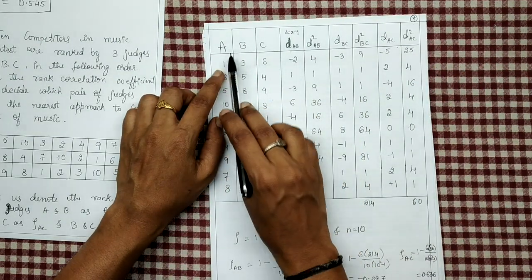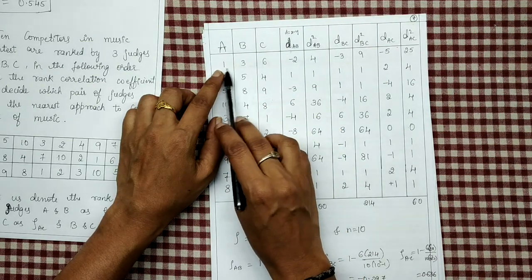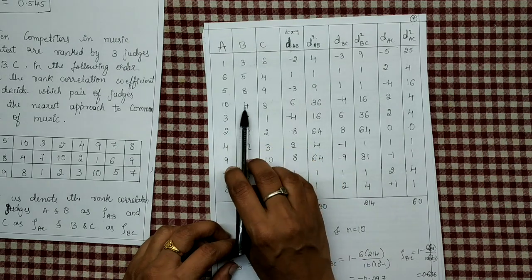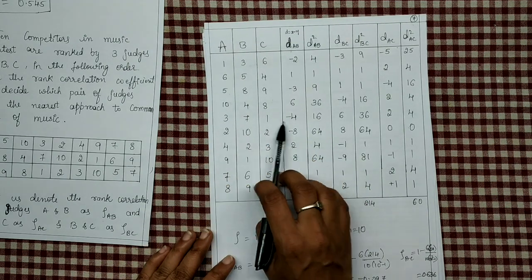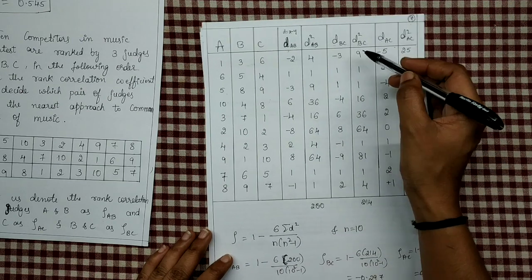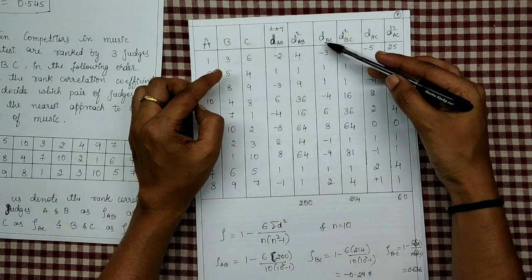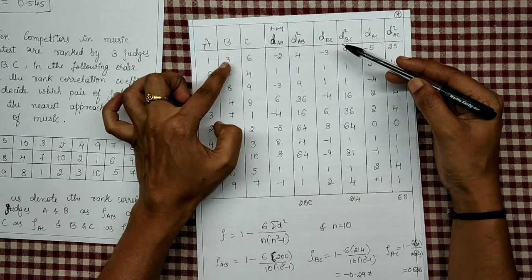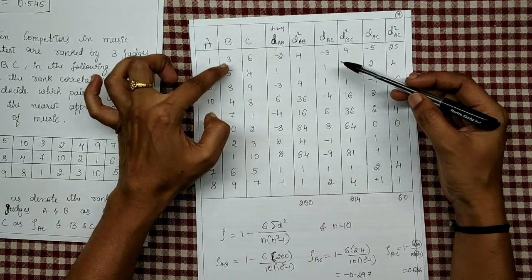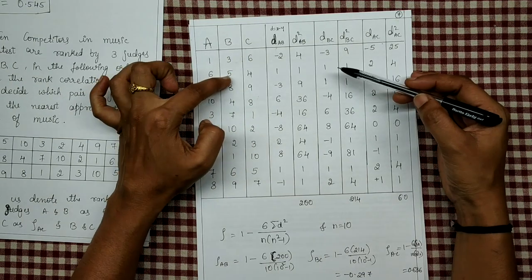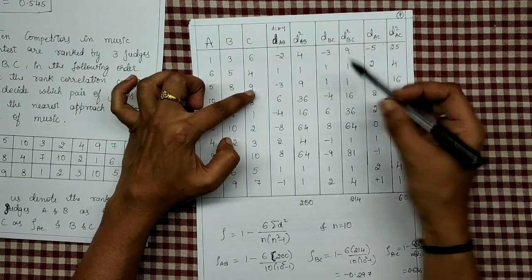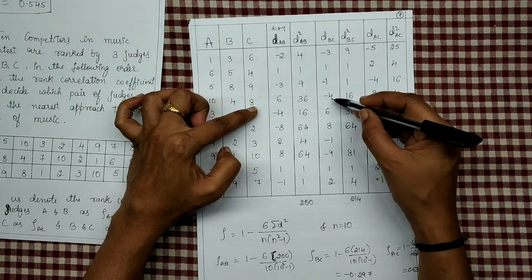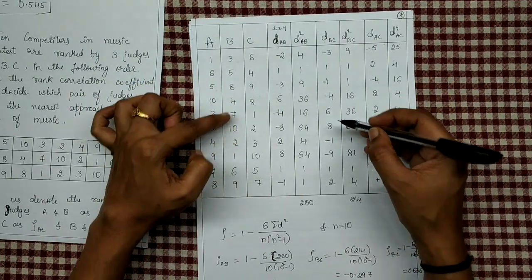See, for D_AB, the difference between these two ranks: 1 minus 3 is minus 2, 6 minus 5 is 1, 5 minus 8 is minus 3, 10 minus 4 is 6, 3 minus 7 is minus 4. Similarly, all the numbers. Similarly, go for the next one, that is BC. D_BC is the difference between the ranks given by judges B and C. So it is B and C, this column and this column. See, 3 minus 6 is minus 3, 5 minus 4 is 1, 8 minus 9 is minus 1, 4 minus 8 is minus 4, 7 minus 1 is 6. Similarly, all the numbers.